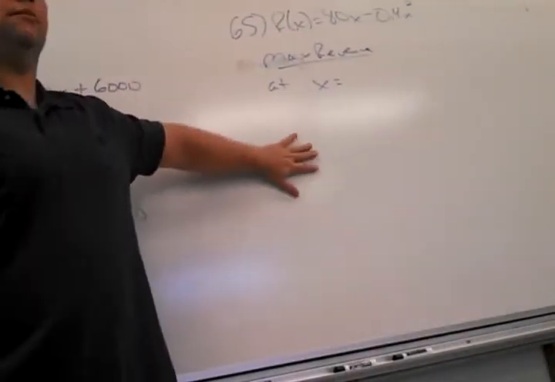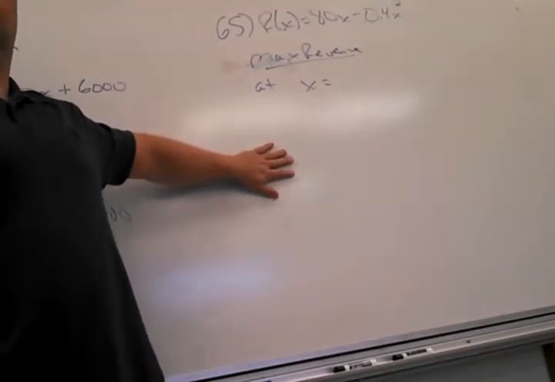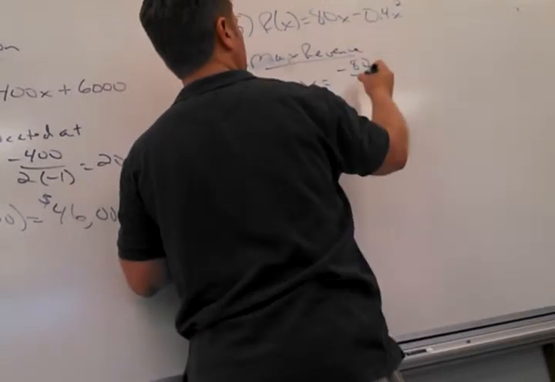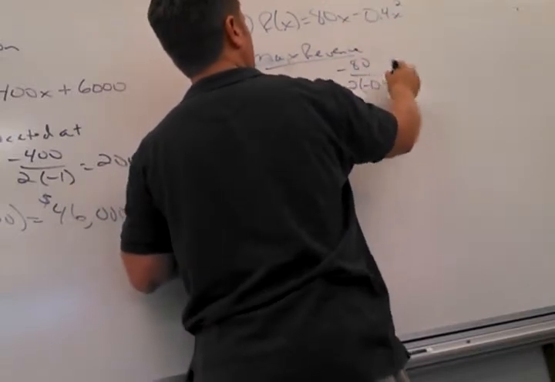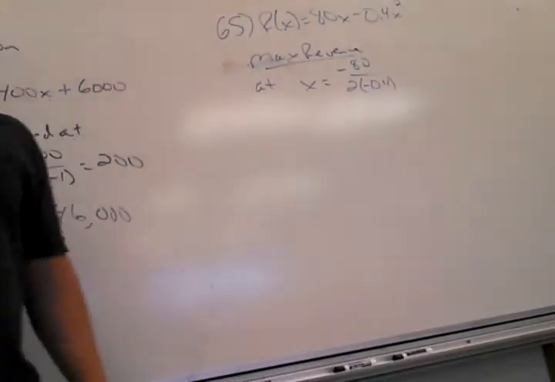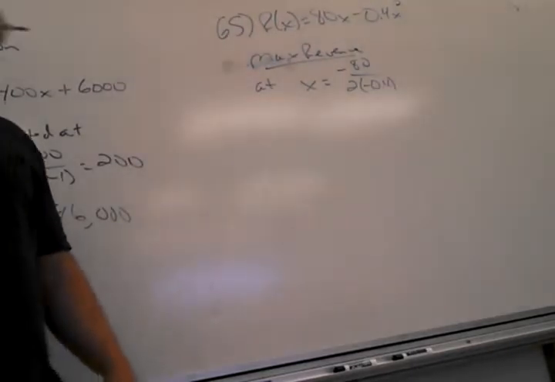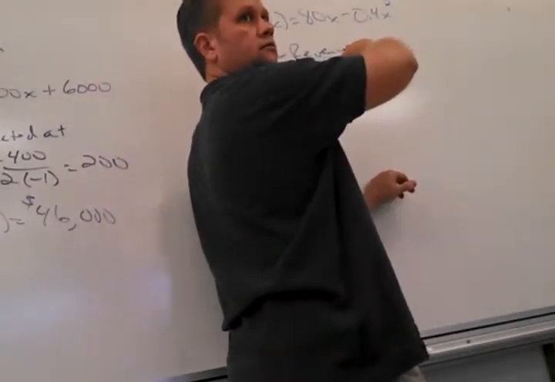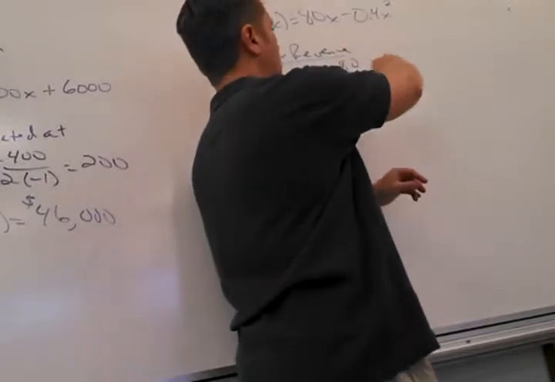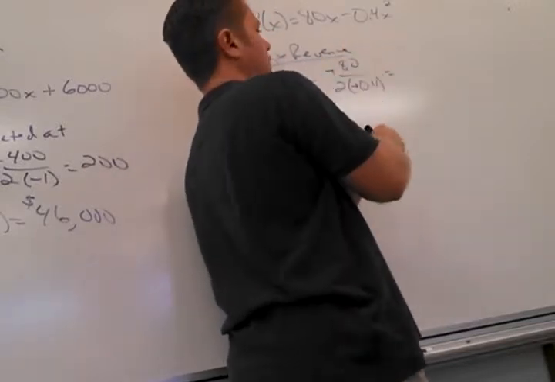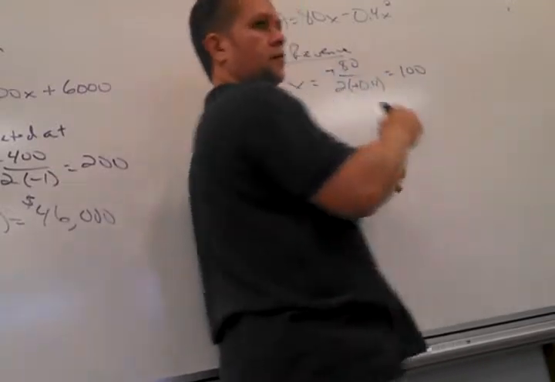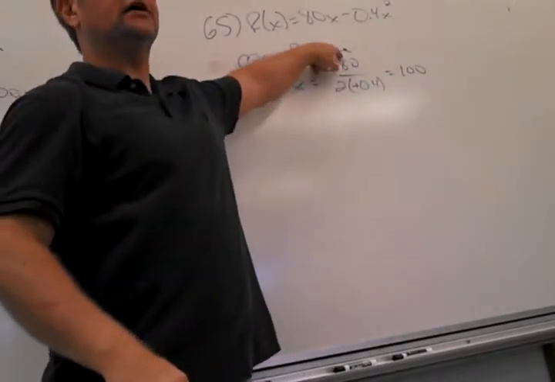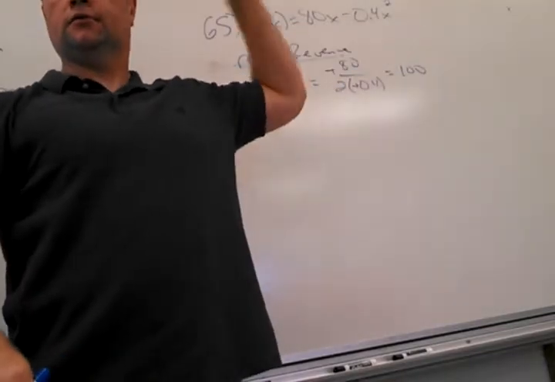All right, so how do you set this up? Negative b over twice negative 0.4. So you get negative what? It should be positive. 100. Yeah, that's better. 80 divided by 0.8 is 800 divided by 8 is 100.